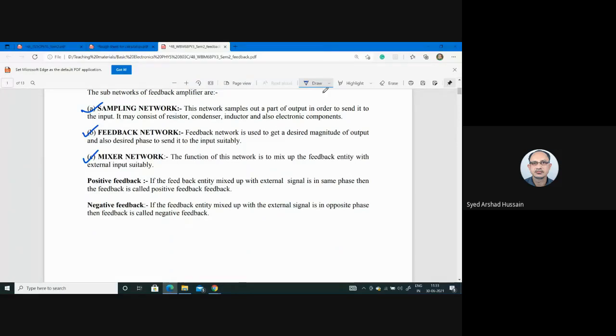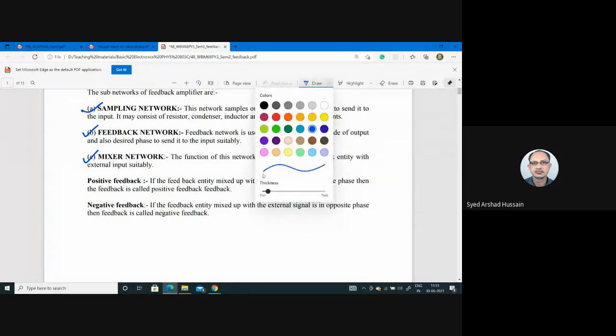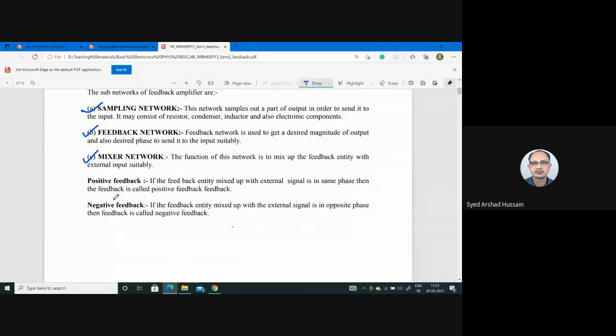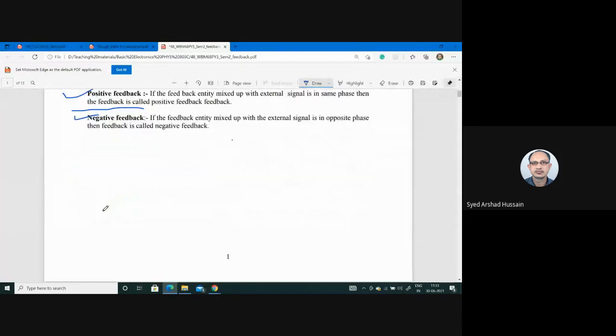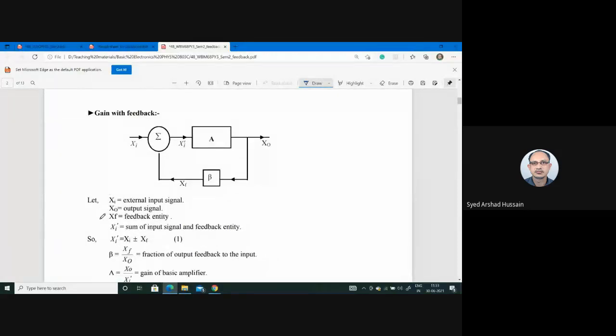So depending on the sampled signal phase, we have two types of feedback. If the phase of the sampled signal, that is signal fed back from output to input, and the external input is in same phase, we say it positive feedback. If this is in opposite phase, then we say it negative feedback. Okay. Now we draw the earlier network in another way, just schematically.